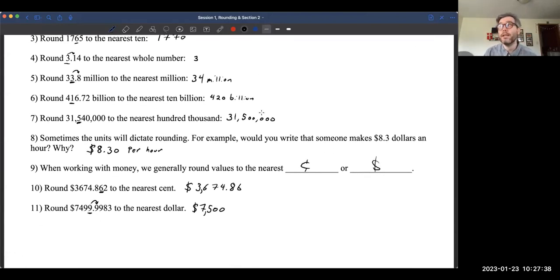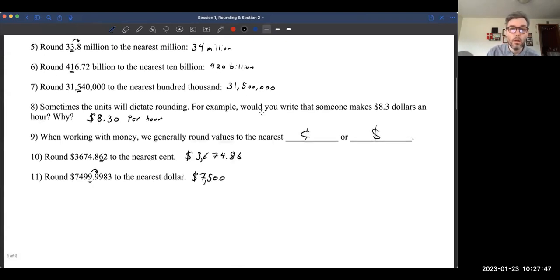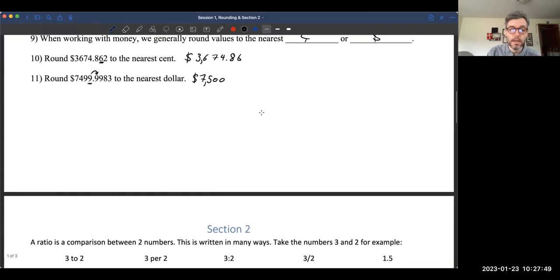Also in the textbook and in those videos, they talk about place value. If you're struggling with place value, if you haven't looked at place value in a while, all of that is there within the textbook in section 1.